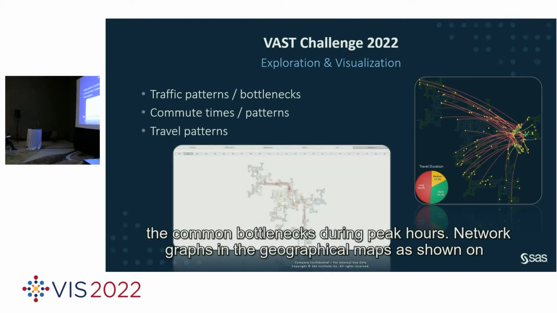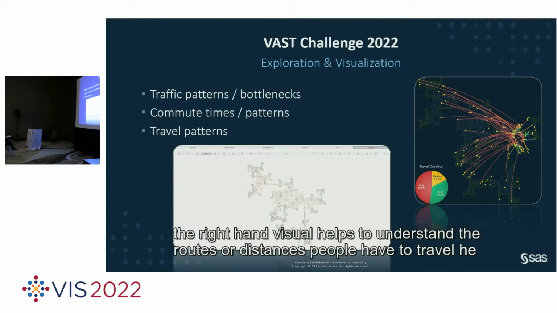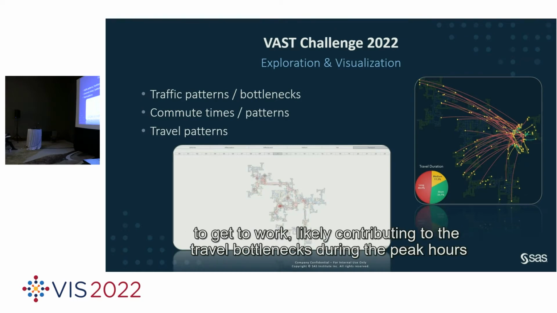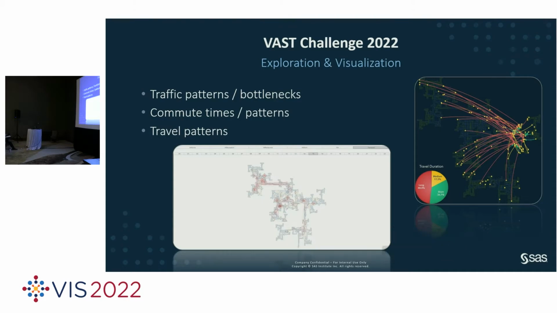Network graphs and the geographical maps, as shown in the right-hand visual, help to understand the routes or distances people have to travel. It quickly reveals that more than half of the population has to travel long distances to get to work, likely contributing to the travel bottlenecks during the peak hours.